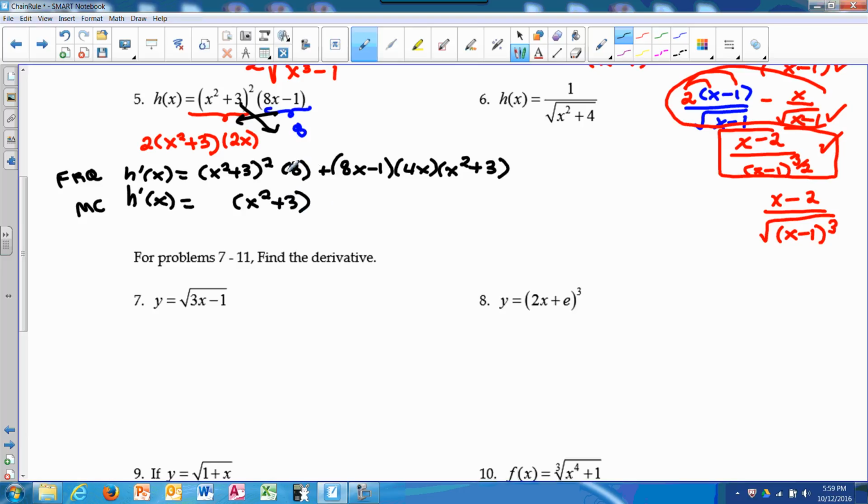X squared plus 3 occurs in both parts, so I know I can pull out an x squared plus 3. 8 is in the first term and 4 is in the second term, so I know I can pull out a 4. If I pull this out of the first term, that leaves me with 2, and then the quantity x squared plus 3 to the first power still remains. I pulled out the 4 and the x squared plus 3, but that still leaves me with an 8x minus 1 term.